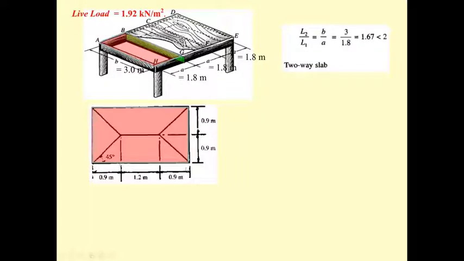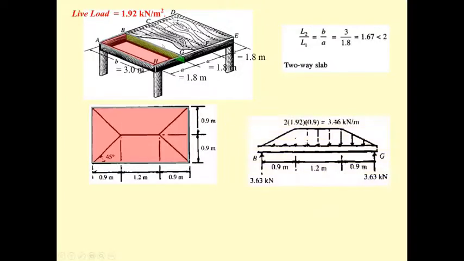And since the total length here is 3 meters, the middle portion of this slab is going to be 1.2. And then the force acting on the beam here is going to have the shape like this. Since the distance here is 0.9 and also another one beside it, the total area that covers this beam BG is going to be 1.8 meters.